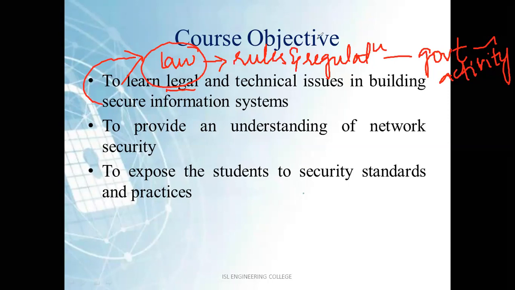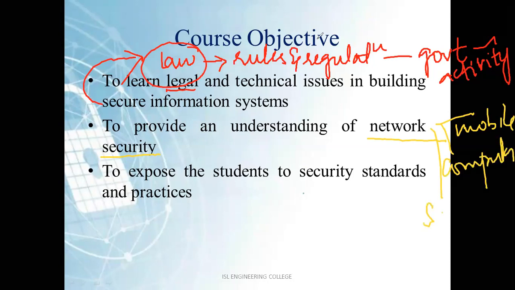The next is to provide understanding of network security. Now, why is network security important? If your network is not secure, then any device that is attached to your network, it can be your mobile, different computers, different servers that are connected to this network, all of the information becomes compromised. Compromised means it is not secure.